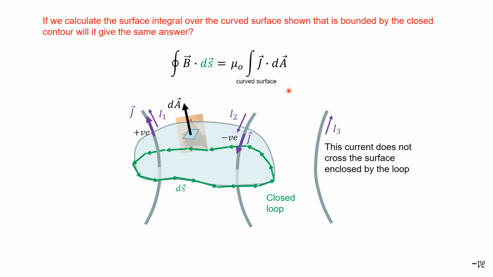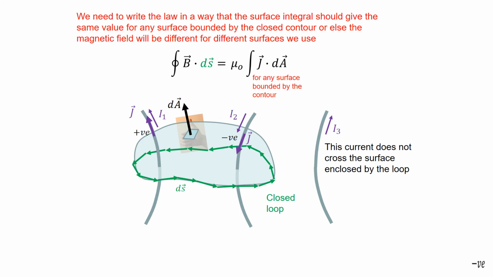This is very important because if it doesn't give you the same answer and there's no unique surface, then this equation really has a problem. So this is basically where the problem comes from. If you want to write a law like this, such that the right-hand side will work for any surface bounded by the closed contour, if you want to write the law in this form, we need to see if this integral is the same for all the surfaces.